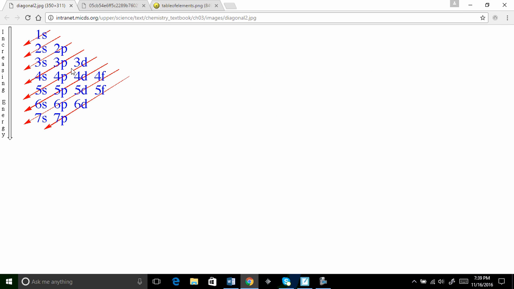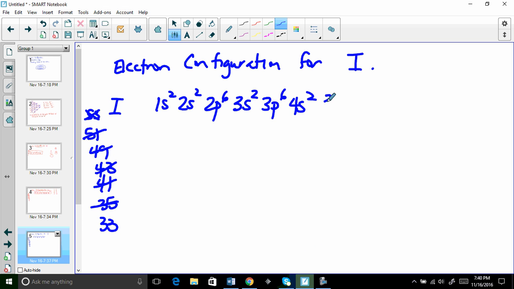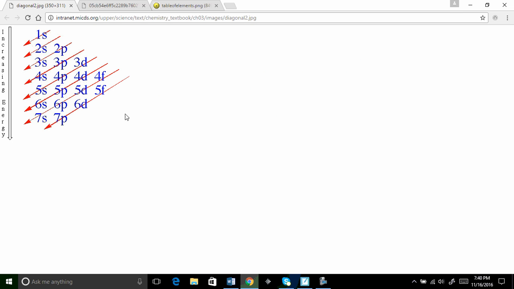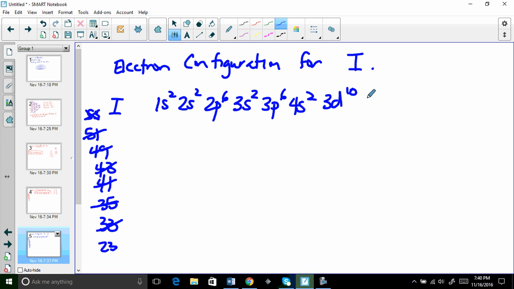Well, you jump up and it's 3d, but thank God d orbitals can hold 10, so what fills now is 3d. 33 is bigger than 10, so it fills to the top. 33 minus 10 is 23. Now, what fills after 3d? 4p. Oops, wrong one again. What fills is 4p, but p orbitals hold 6. 23 minus 6 is 17.